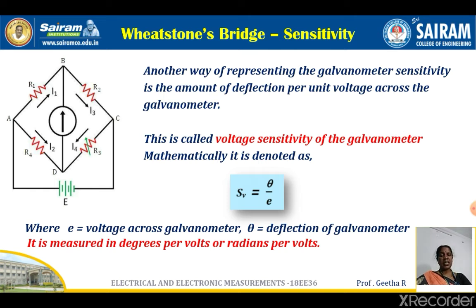Here, E is the voltage across the galvanometer and theta is the deflection of the galvanometer. It is measured in degrees per volt or radians per volt. The current sensitivity is measured in terms of degrees per microampere or radians per microampere. For the voltage sensitivity, deflection per unit voltage, it is measured in terms of degrees per volt or radians per volt.